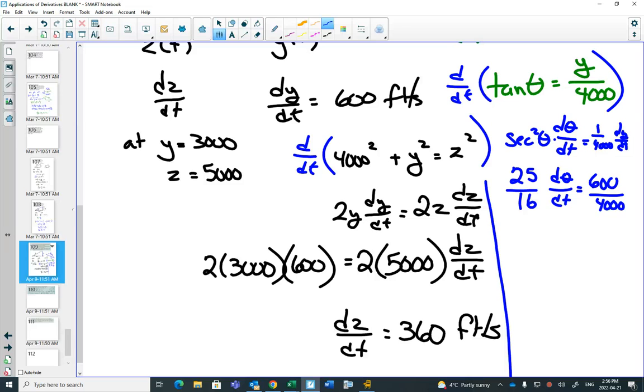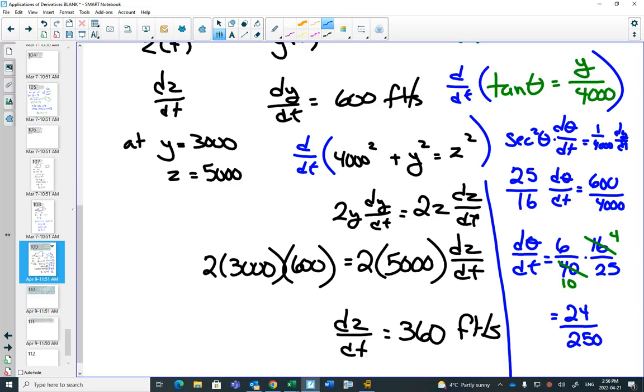Solving for this, this will be 60 over 40. Moving things to the other side, so d theta dt is 6 over 40 multiplied by 16 over 25. Mental math, this simplifies to 4 and 10. Kind of not the nicest number. You could do 12 over 125, right?